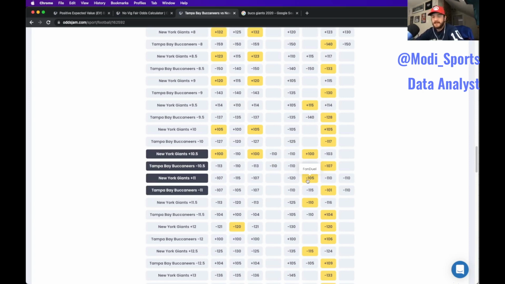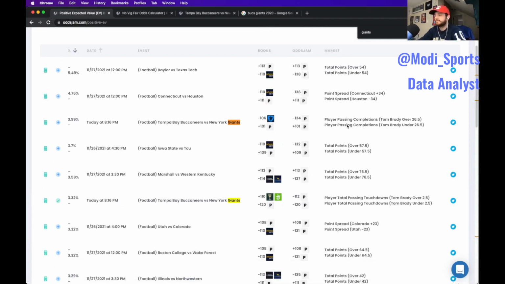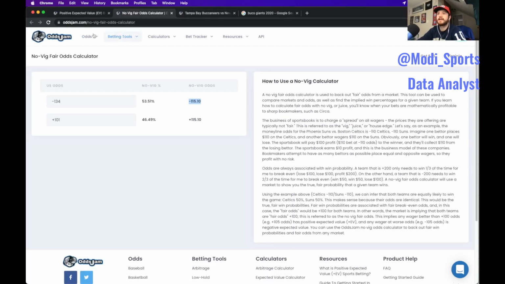So to recap, that'll be the first play, what I'm putting 100 on, my main bet, is going to be the Brady over 26.5 completions. That's -106 on FanDuel. And then my second play, which I'm only going to put 50 on, is going to be the Giants +11.